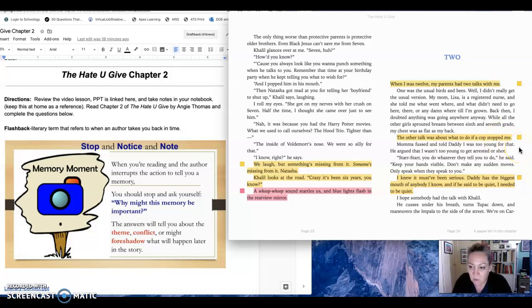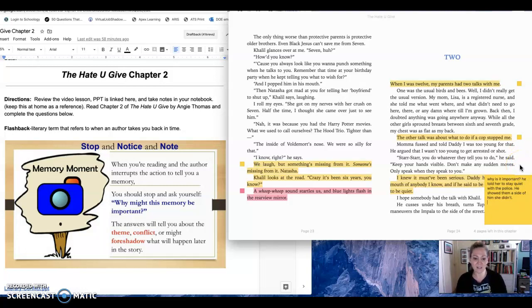Mama fussed and told Daddy I was too young for that. He argued that I wasn't too young to get arrested or shot. Star, you do whatever they tell you to do, he said. Keep your hands visible. Don't make any sudden moves. Only speak when they speak to you. I knew it must have been serious. Daddy has the biggest mouth of anybody I know, and if he said to be quiet, I needed to be quiet. I hope somebody had the talk with Khalil.